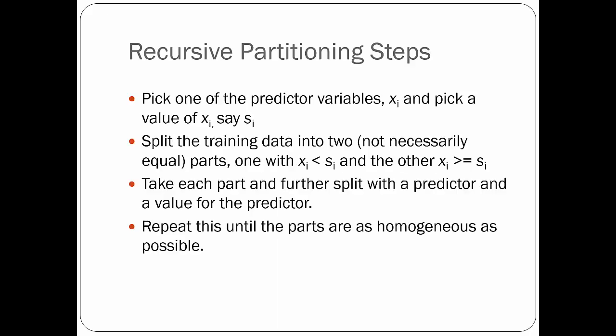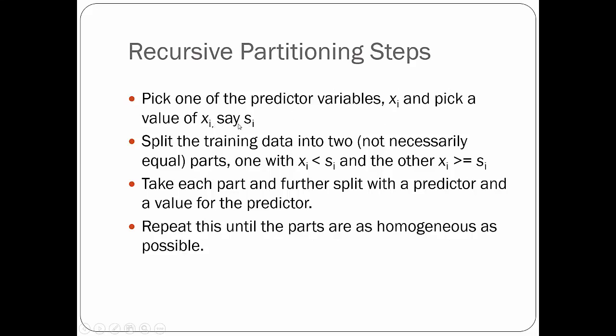Okay, now let's look at what is involved in recursive partitioning. In recursive partitioning, we pick one predictor variable. You may have a bunch of predictor variables, like in the example that we saw, income and credit card expenditure and so on. For example, you select income, and then you select a value to partition. So pick one predictor and then pick a value of that predictor variable.